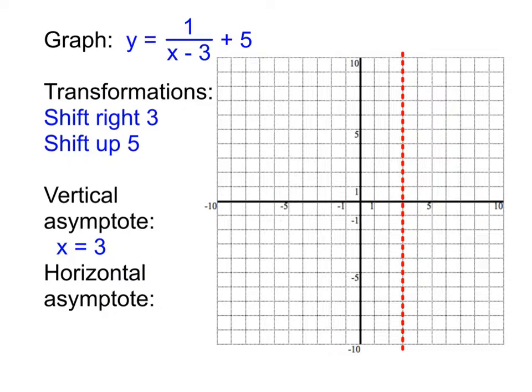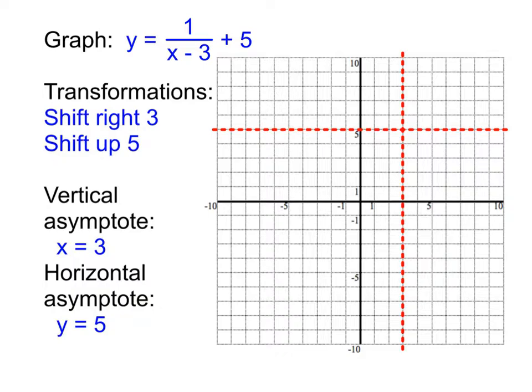My horizontal asymptote, well, of course, that one now has to be y equals, right? And it's going to be y equals what in this case? 5. Yep. It's been moved up 5, so it's going to be up at y equals 5. Notice on my graph, I start by drawing those in as dotted lines. So do so on your graph.